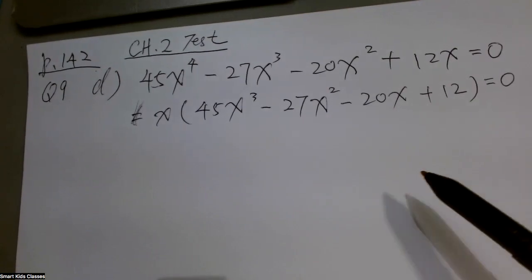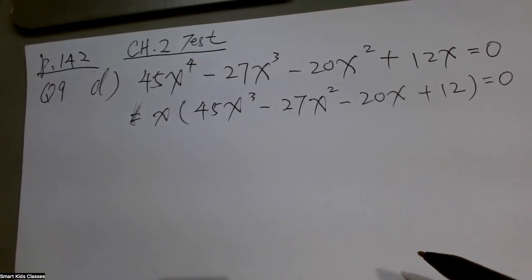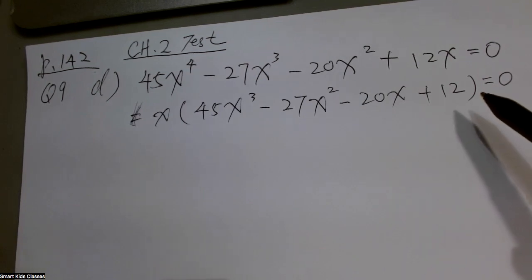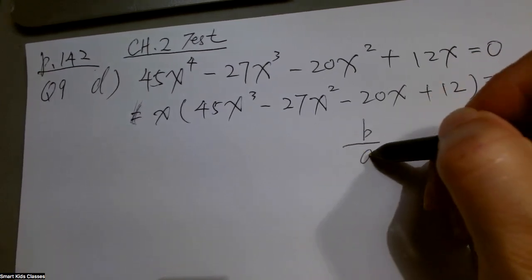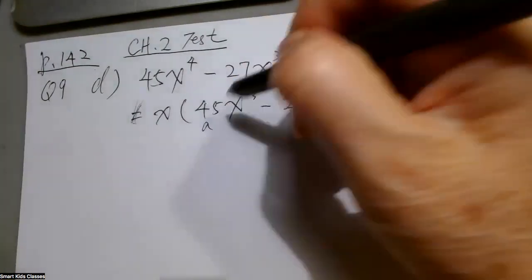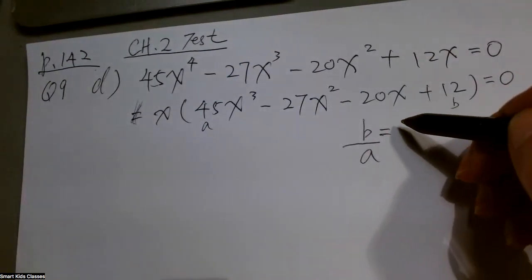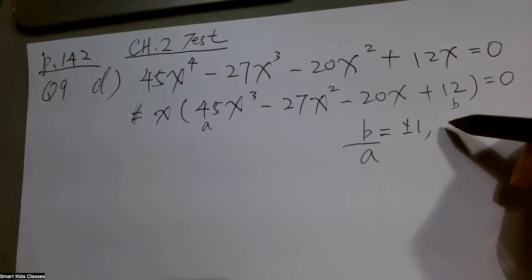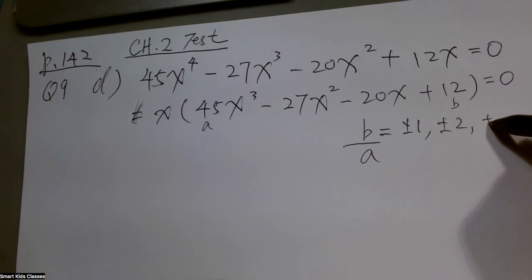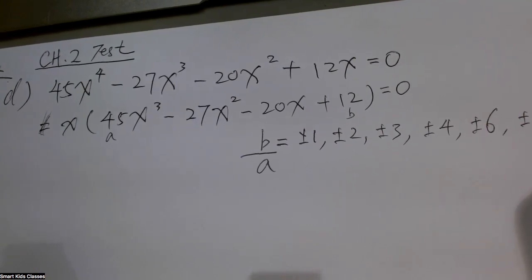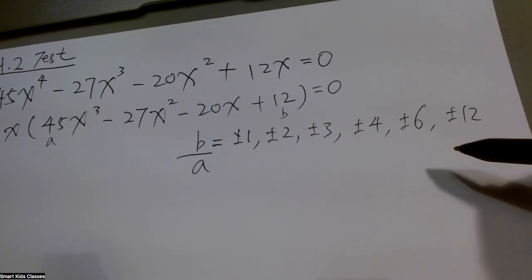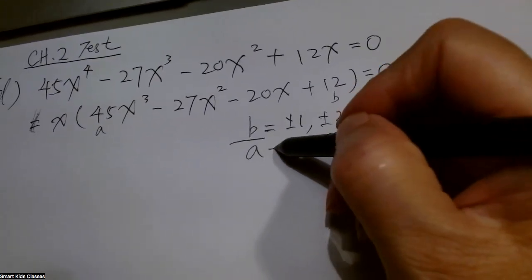From here, we're going to factor. What factor can we get? We're going to use B over A, the factor formula. This is the B, and that's the A. Now for B, we have 1, 2, 3, 4, 6, and 12. But we usually don't need to try so large a number. And how about A?